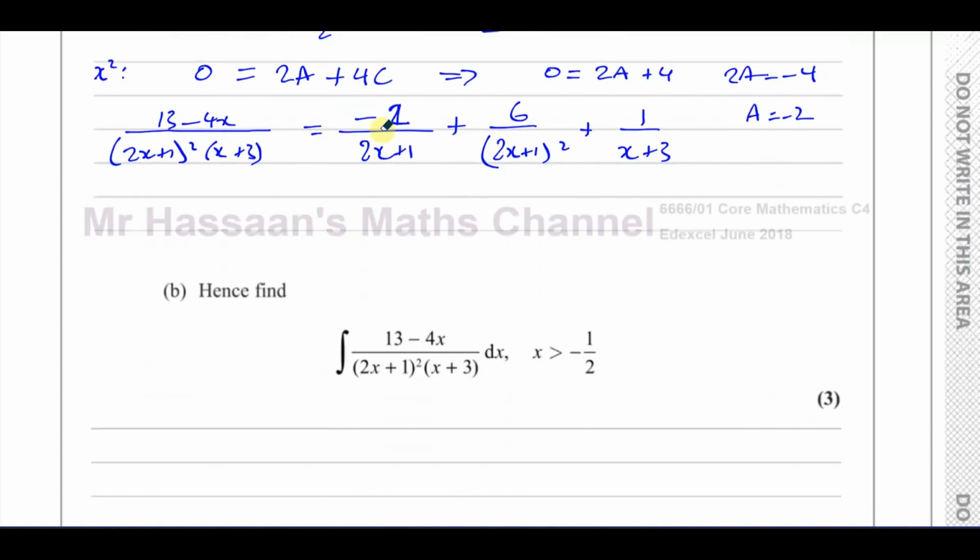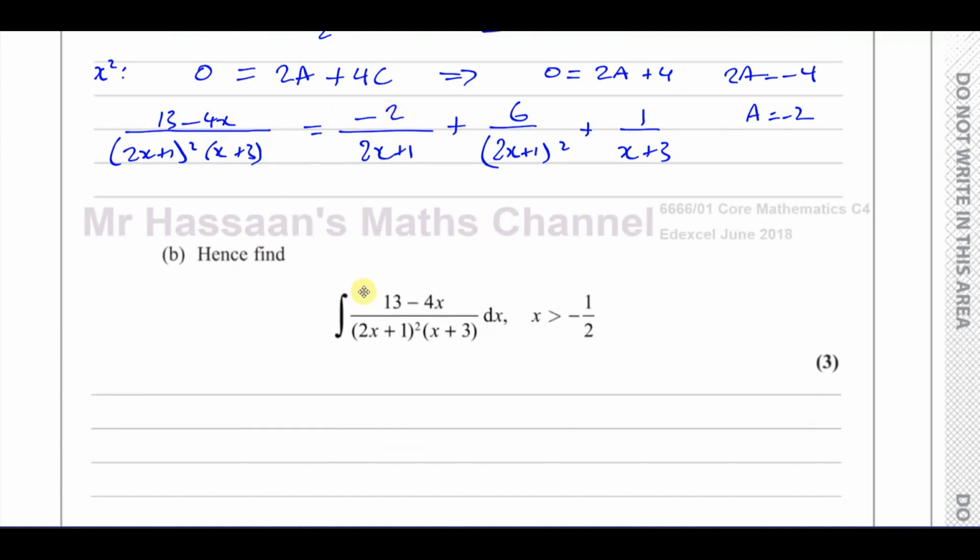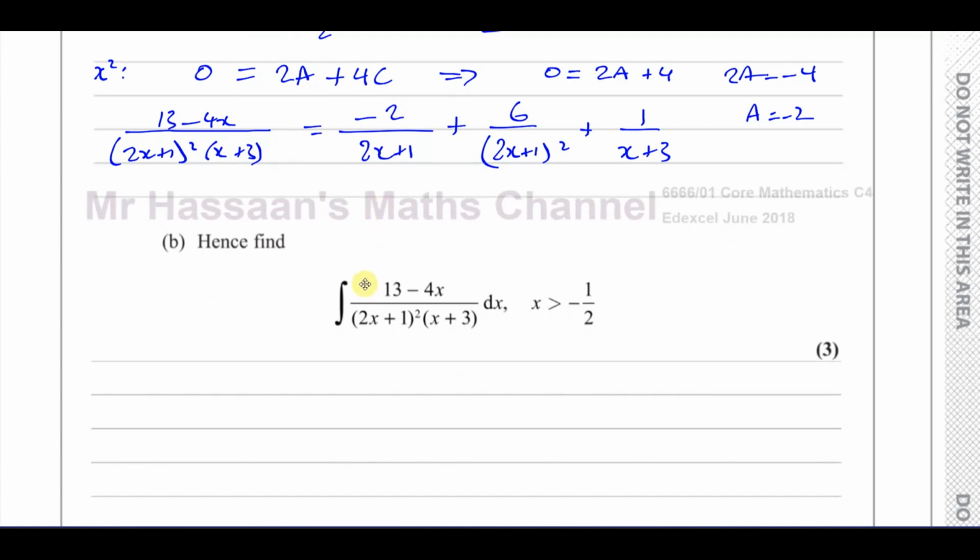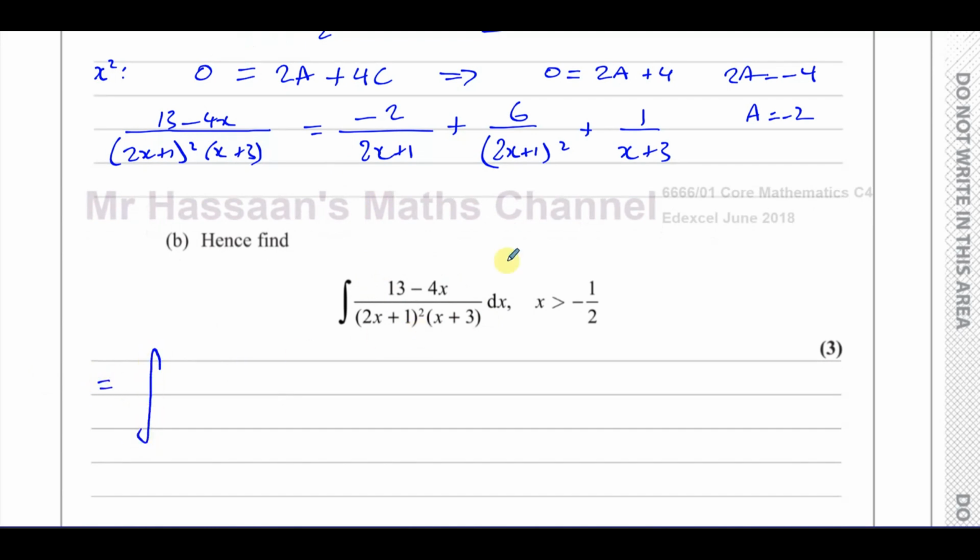We are ready now to move on to part b, which says hence, means use what we just found. Find the integral of 13 minus 4x over 2x plus 1 squared times x plus 3. So that's what we started with. So we can simply just go ahead and replace this with what we found.